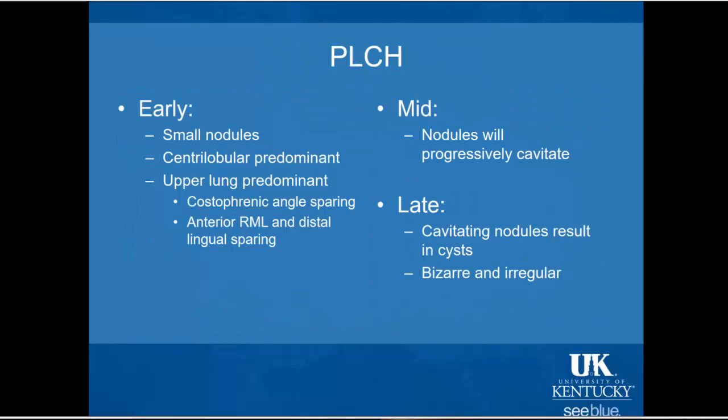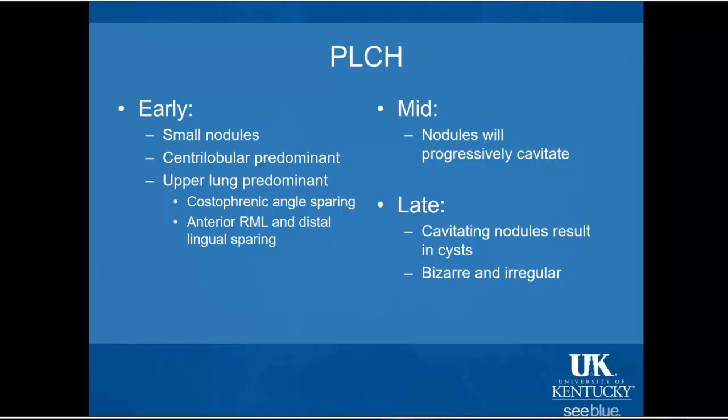So on imaging, early in the disease course, we see small nodules. They tend to be upper lung predominant with a slight predilection to be centrilobular in distribution, but they spare the costophrenic angles and they spare the anterior right middle lobe and the lingular tip. Mid in the disease course, those nodules will progressively cavitate, and it's the combination of small nodules and cavitary nodules that often will prompt one to think about this disease.